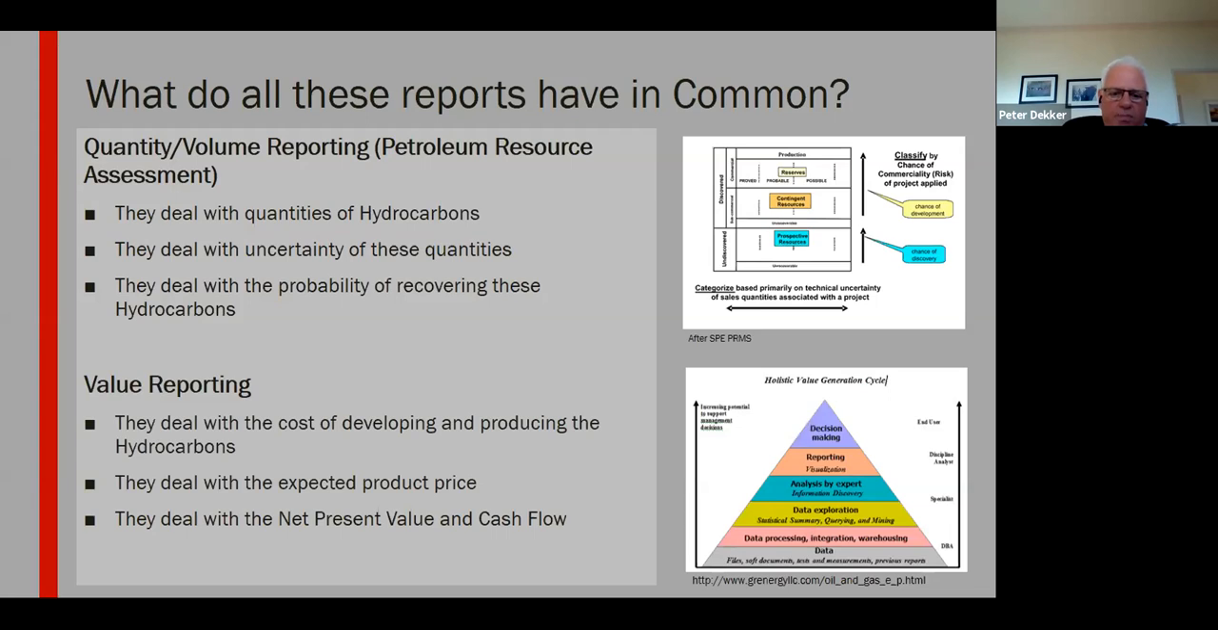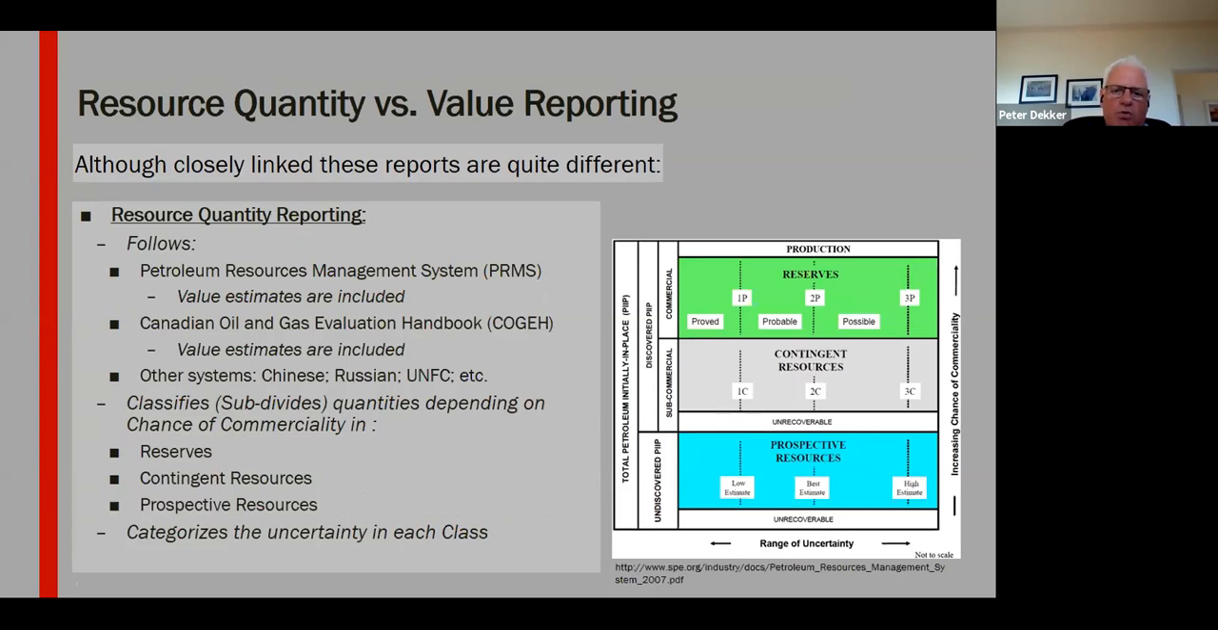Then we've got value reporting. These reports deal with the cost of developing and producing the hydrocarbons. They deal with the expected product price, and they deal with the net present value and cash flows of the product over the years to come. So these are the two different reportings we use, and they're quite often intermingled in the oil and gas industry. So resource quantity versus value reporting. Although they're very closely linked, there are some differences there.